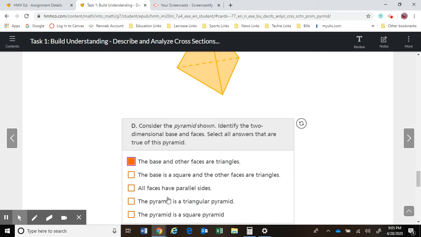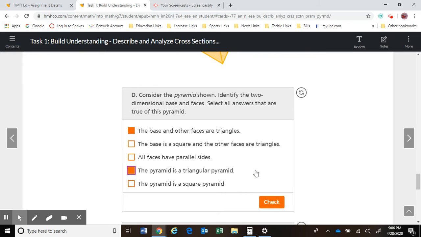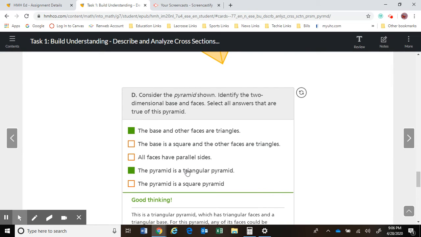The pyramid is a triangular pyramid. Yeah, it's a triangular pyramid because the base is a triangle. The pyramid's a square pyramid. It doesn't have a square base, so it's not a square pyramid. Check it, and we're good. Hopefully my explanations made sense to you.